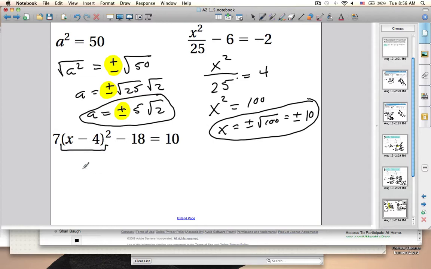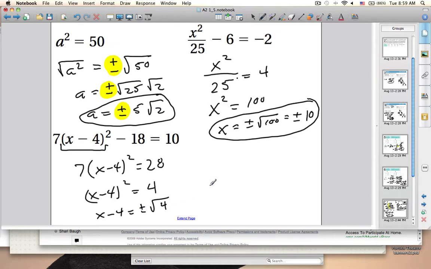So I add 18 to either side. I know I can't distribute the 7 because I would have to do exponent before multiplication. So instead, I'm going to divide both sides by 7. So I'll have x minus 4 squared is equal to 28 divided by 7, which is 4. And now I'll take the square root of either side. So x minus 4 would be equal to plus or minus the square root of 4. Square root of 4 is 2, so I have x minus 4 is equal to plus or minus 2.